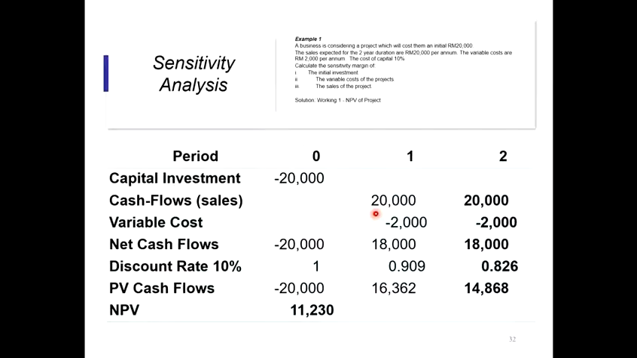Okay, so lepas tu barulah you darab je lah net cash flow dengan discount rate ni. So untuk PV cash flow you akan dapat 20,000, and then untuk year 1 you akan dapat 16,362, and then for year 2 you akan dapat 14,868. Lepas you dapat PV cash flow, dan only you boleh kira the NPV. So NPV ni tambahlah semua year 1, year 2 cash inflow tolak dengan cash outflow 20,000 ni. So you akan dapat 11,230.